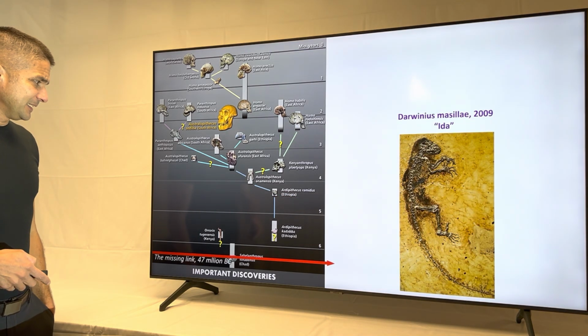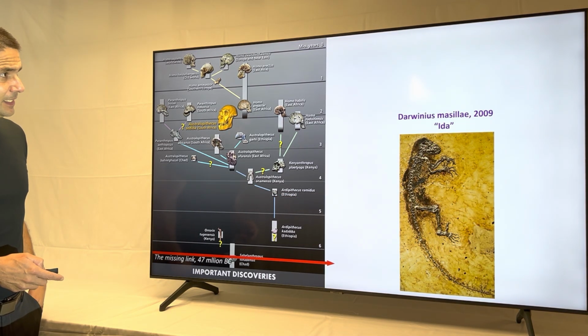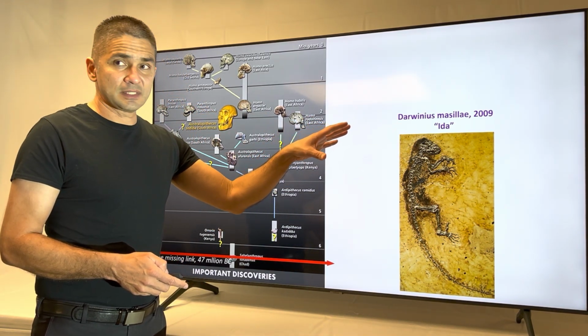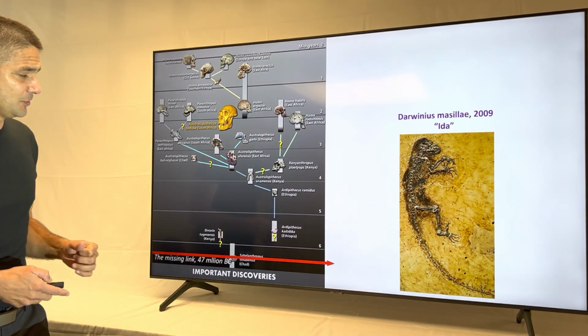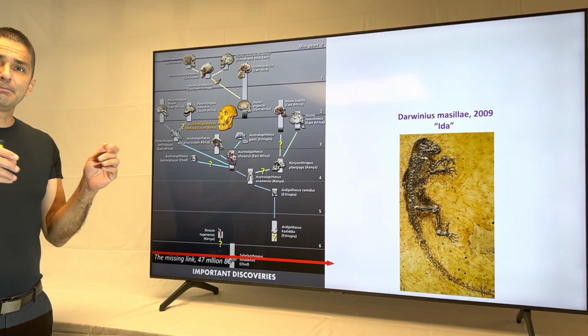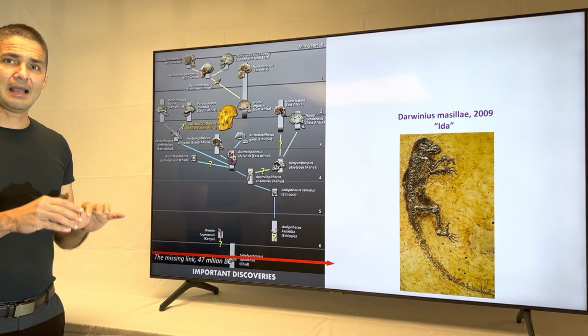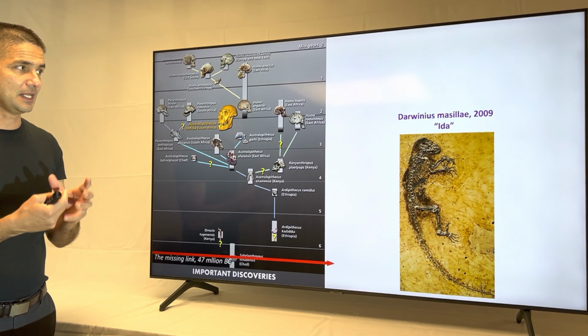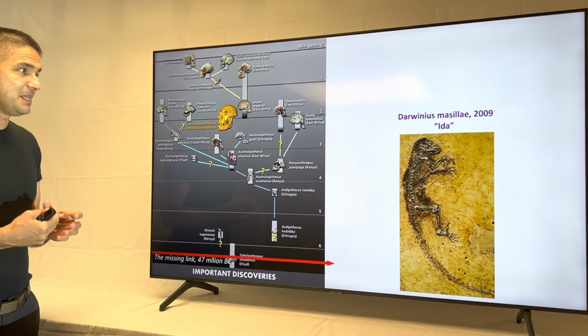Another interesting discovery is this guy here called Ida. This discovery is a fossil that was published in 2009, and it's super interesting because this one species was framed. Somebody bought the fossil, put it on a house, and it was framed there for many years until somebody came along and saw it, and he realized that this was actually the missing link.